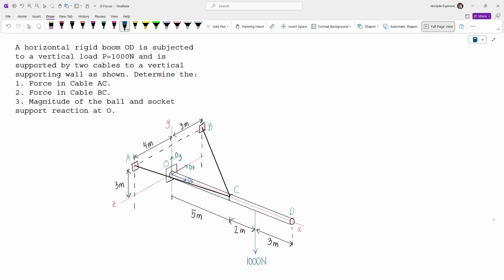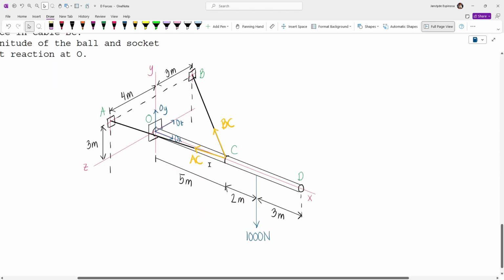Now, since we are applying a downward load right here, we know that BC and AC will carry tension forces. So this is BC and this is AC. Now we can actually transmit this load up to point A. Again, this is the line of action. And then for BC, we can transmit it up to point B, because if we extend the line of action, it will pass through B. And so let's just move this one. This is BC and this is AC.